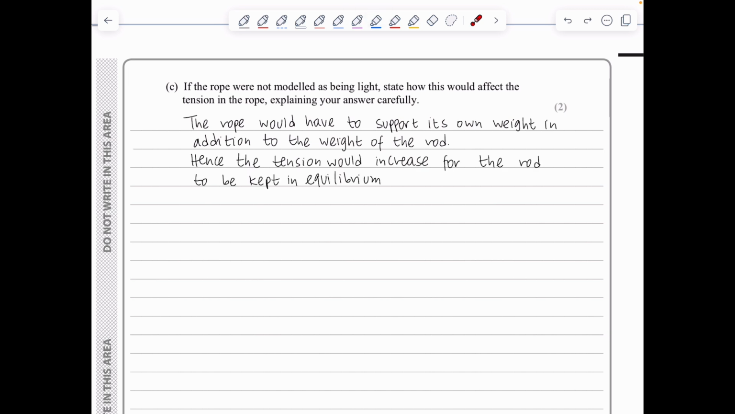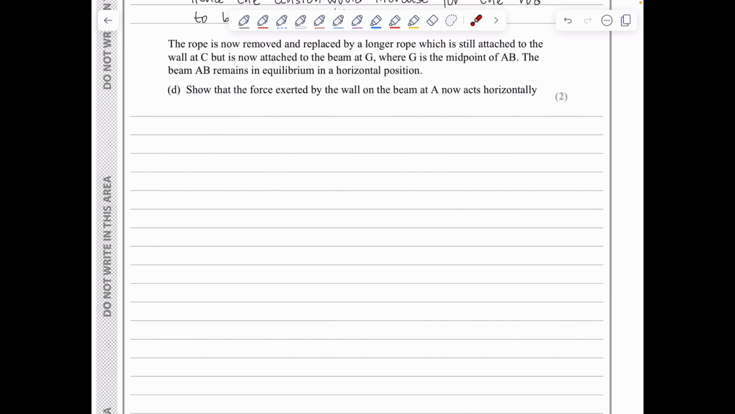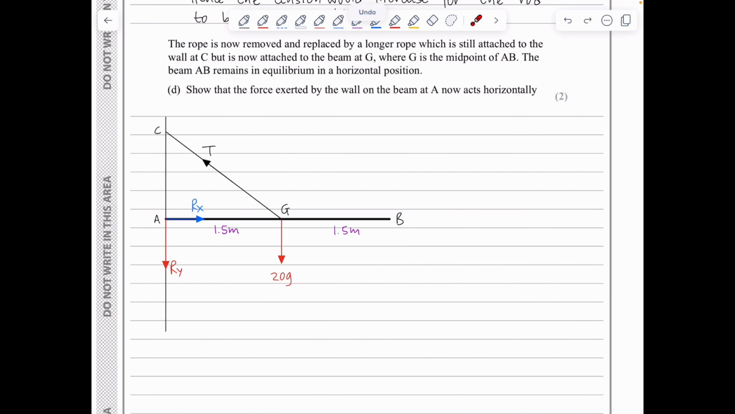And we are then told that the rope is now removed and it's being replaced by a longer one, still attached to the wall at C, but is now attached to the beam at G, where G is the midpoint of AB. So at the point at which the weight of the beam is acting, the beam AB remains in equilibrium, and we need to show that the force exerted by the wall on the beam at A now acts horizontally. So let's look at the situation. This is what we have here.